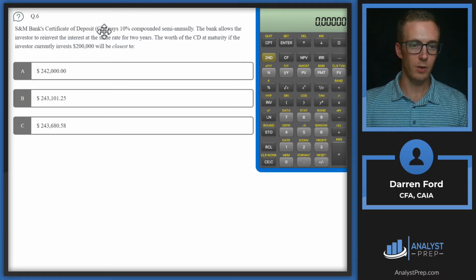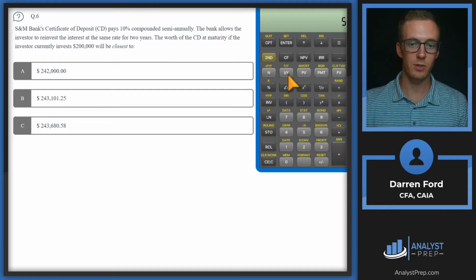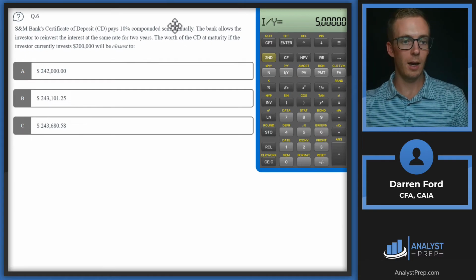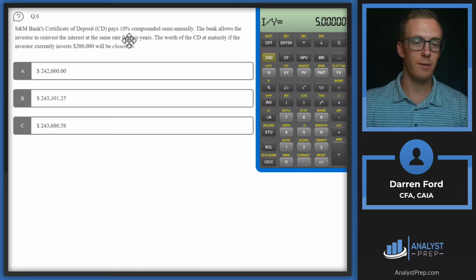So we'll just go right through the question. We're paying 10%, but we're compounding semi-annually. So we're going to do 10% divided by 2 to get our I, so we'll have interest of 5. We're investing at that same rate for 2 years, but since we're compounding semi-annually, we're going to do 2 times 2 to get our N of 4.